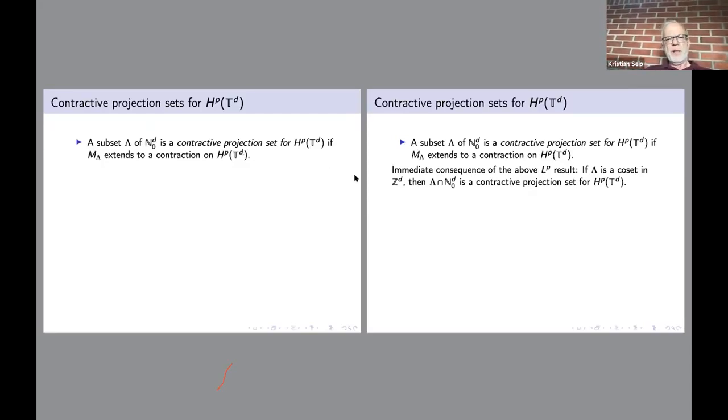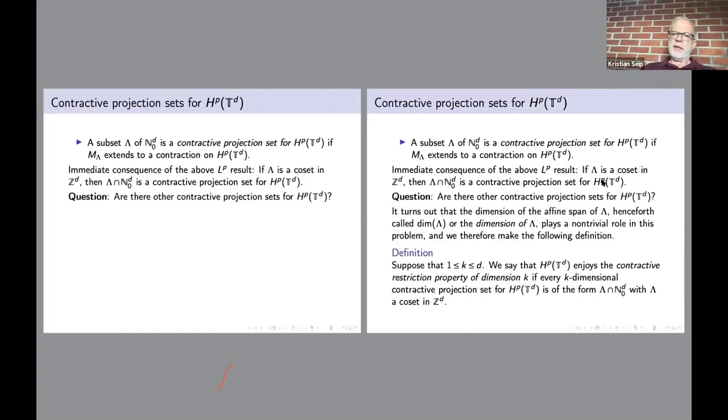It is, of course, an immediate consequence of the result that we had for Lp that if Lambda is a coset in Z^d, then the intersection of Lambda with the narrow cone is a contractive projection set for Hp, since Hp is a subset of Lp. And the question is, are there other contractive projection sets for Hp?